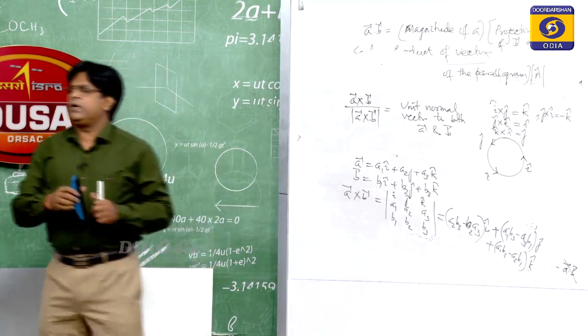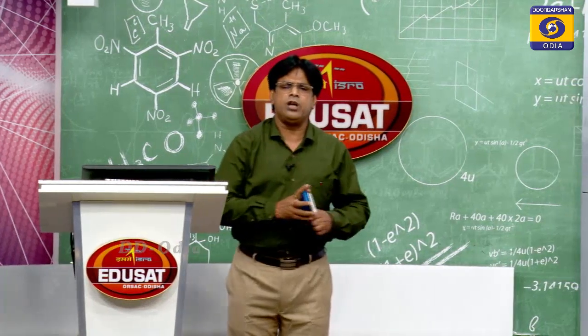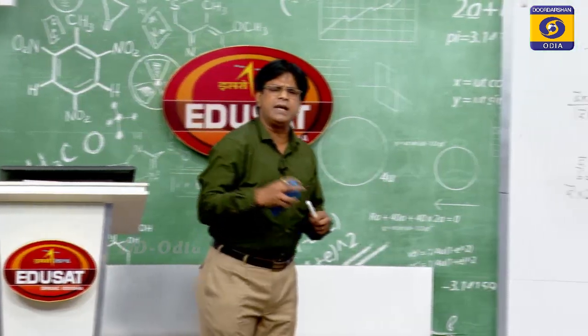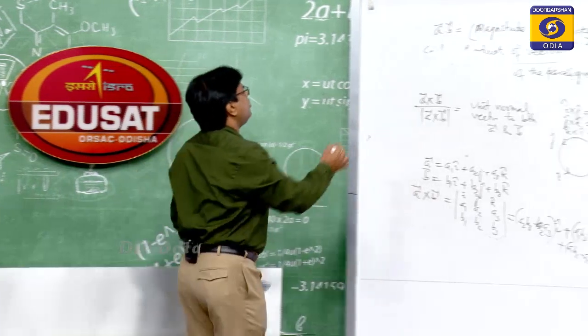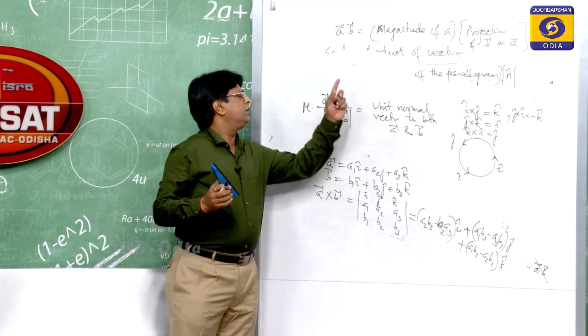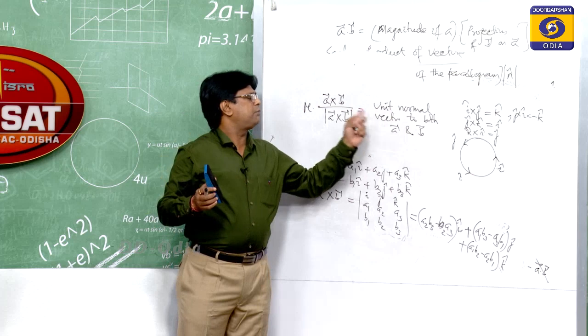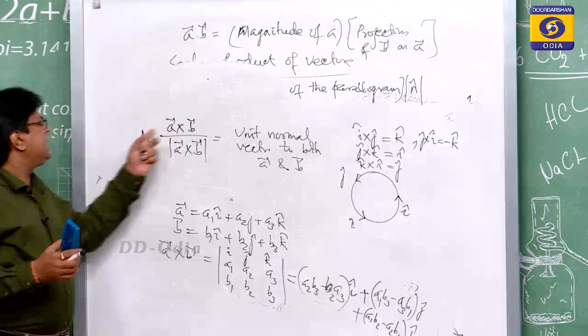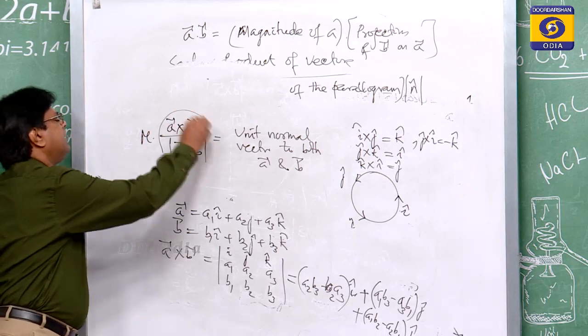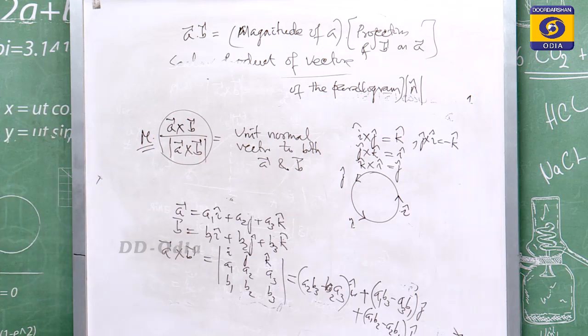If you are given the magnitude, suppose some value mu, then you can simply multiply by mu. So the question is: find the vector of magnitude mu which is perpendicular to both A and B. Then you take the unit normal times mu. So this becomes the vector of magnitude mu perpendicular to both vectors A and B: mu into A cross B by the magnitude of A cross B.